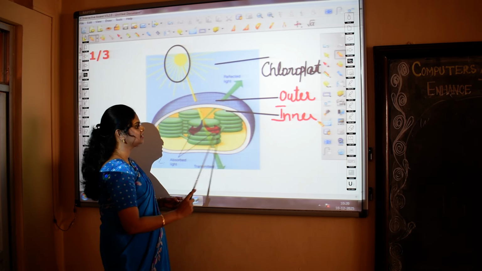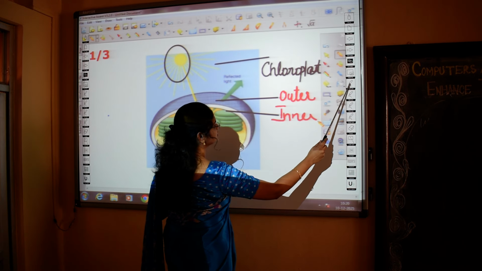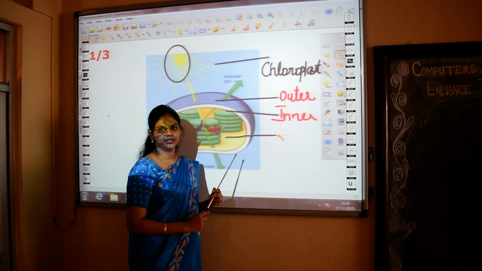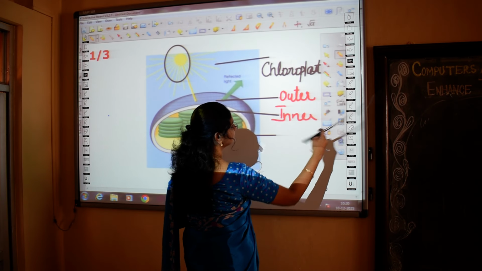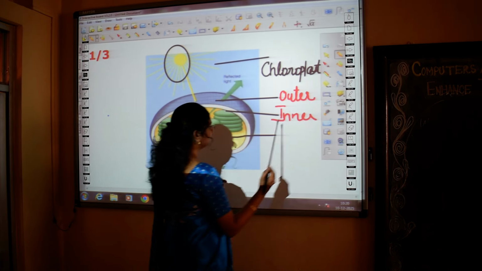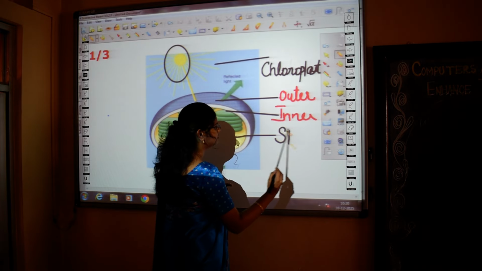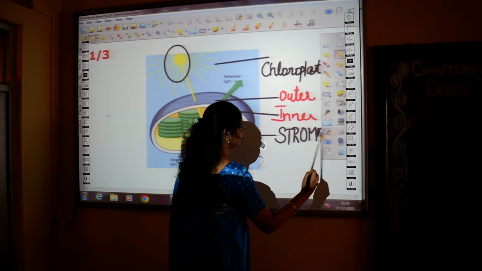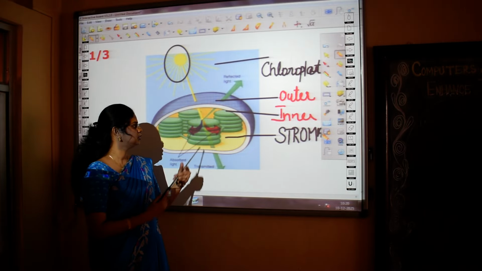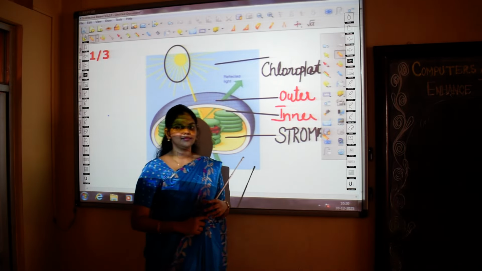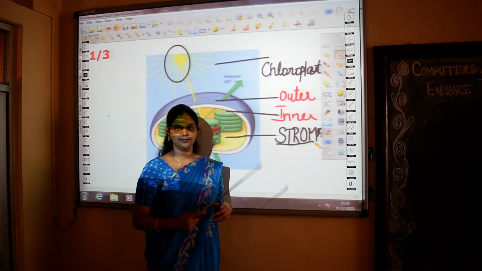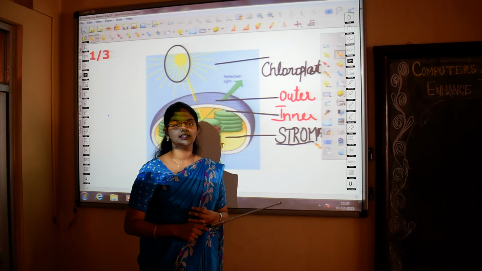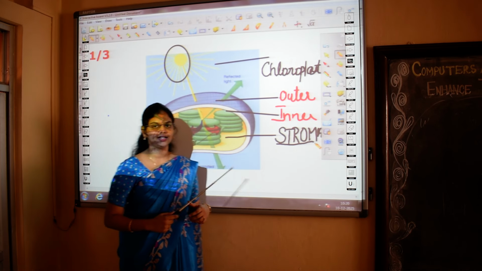Next is this yellow colored part of the chloroplast. This yellow color represents a fluid filled with enzymes called the stroma. Those enzymes are DNA plus ribosomes. The main function happening in the stroma is the Calvin cycle, also called the dark reaction.